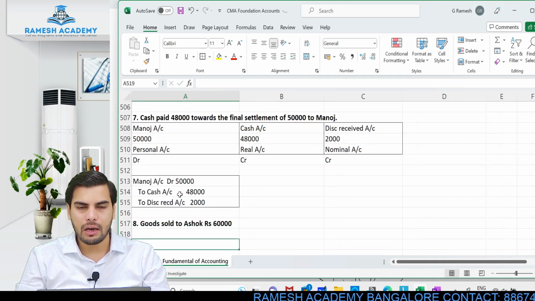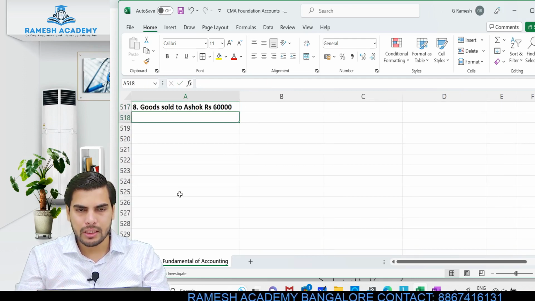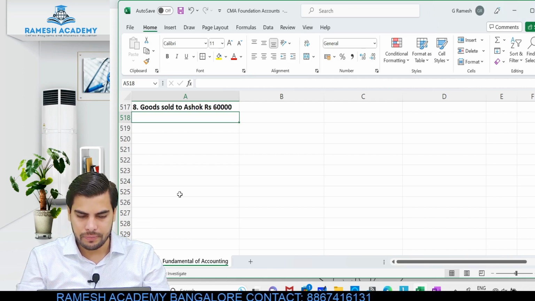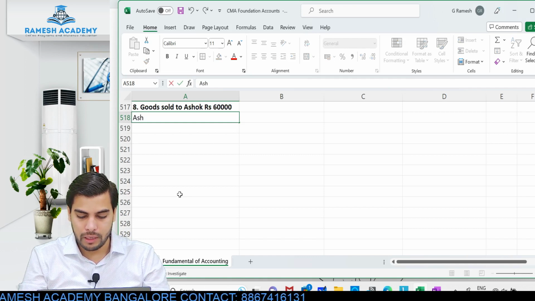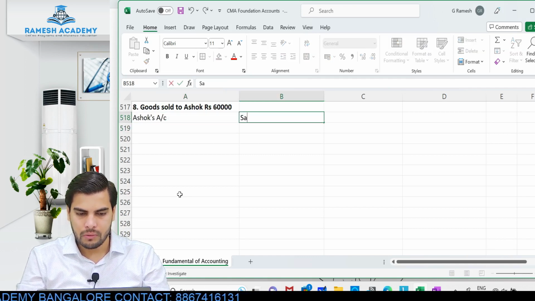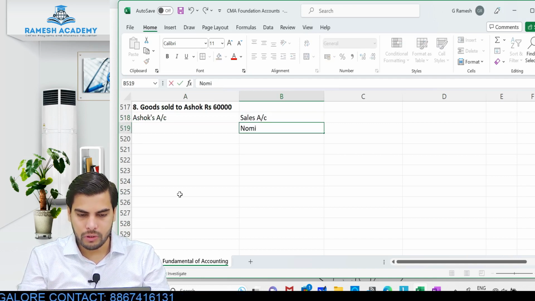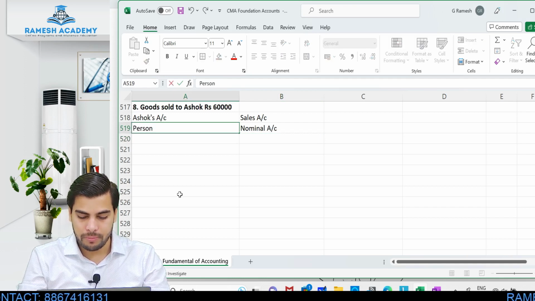Let us understand how exactly we pass the journal entry for this. So this is credit sales. Whenever they mention the name of the party, it would be as good as a credit transaction. I am selling the goods to Ashok. The value of the goods is 60,000. So what would be the accounts which will get affected because of this transaction? One would be Ashok's account. Another would be my sales account. So sales is my income, so you know that this is a nominal account, and Ashok, he is a person, therefore this would be a personal account.